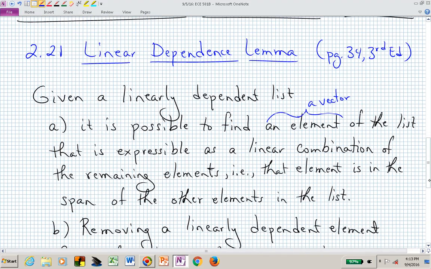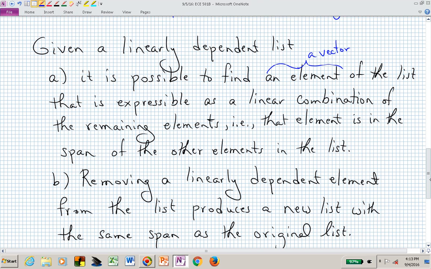To recap where we have been with the linear dependence lemma, if we are given a linearly dependent list, we can think of two different things. One, A, it is possible to find a vector in that list that can be expressed as a linear combination of the remaining elements. That means there's a vector in that list, if that list is linearly dependent, that is in the span of the other vectors in that list.